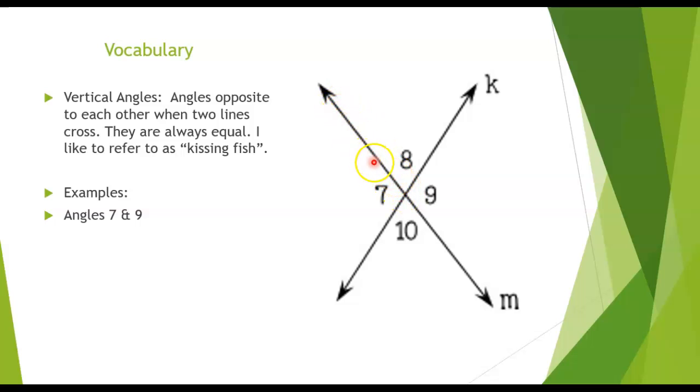Here's my first fish, angle 7. Here's my second fish, angle 9. And 7 and 9, the angles, are congruent. So let's move on to the second set of vertical angles, which would be 8 and 10. And once again, here's my mouth, and here's fish number 8, or angle number 8, and here is the other fish.